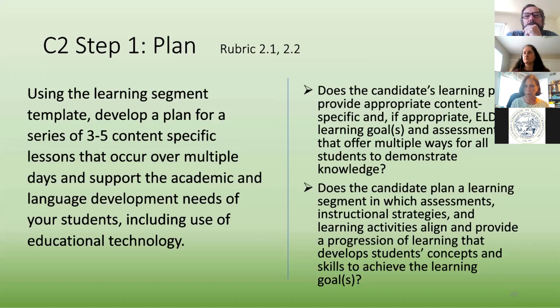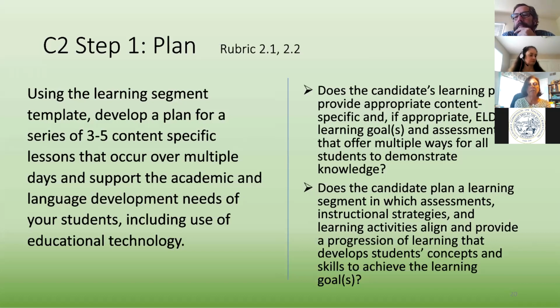So as promised, cycle 2 is more complex, more comprehensive than cycle 1, because now we are looking at 3 to 5 content-specific lessons. Again, if you're a multiple subjects candidate, if you did literacy in cycle 1, you're doing mathematics in cycle 2, or vice versa. If you're a single subject candidate, you're doing the same content area, but different lessons, so that you can show us that full breadth of experience. And again, 3 to 5 lessons. It's up to the candidate to decide: do they want to talk about 3 lessons, 4 lessons, or 5? And they need to be conducted over time so that we can see that growth on the part of the students in those assessments that they're being given.